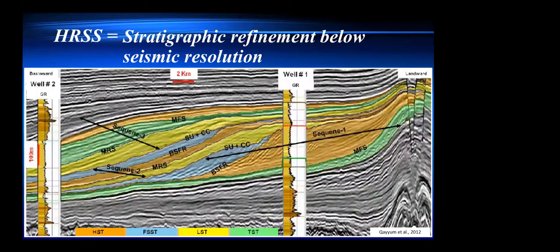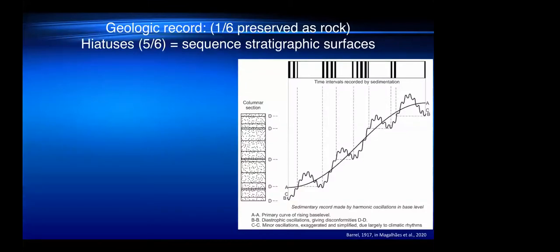If we are aware of the production, we must move from low resolution seismic to high resolution, reservoir scale. Note the thickness of this interval, 800 meters, too thick for a reservoir. But why is it worth going to reservoir scale? First of all, because the rock record is fragmentary. According to Barrell, 1917, only 1/6 of the geological time is preserved as rocks in the rock record.